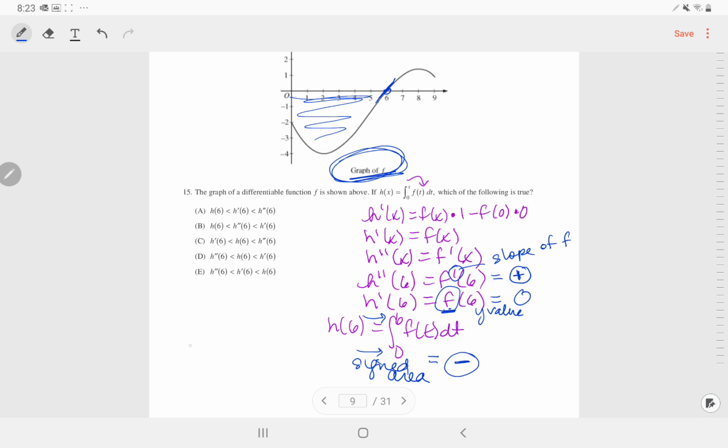Okay, so let's see. Now, the less thans are that way. So I want the negative less than the 0 less than the positive. So that would be h of 6 less than h prime of 6 less than h double prime of 6. That's weird, they're just exactly in order. A.